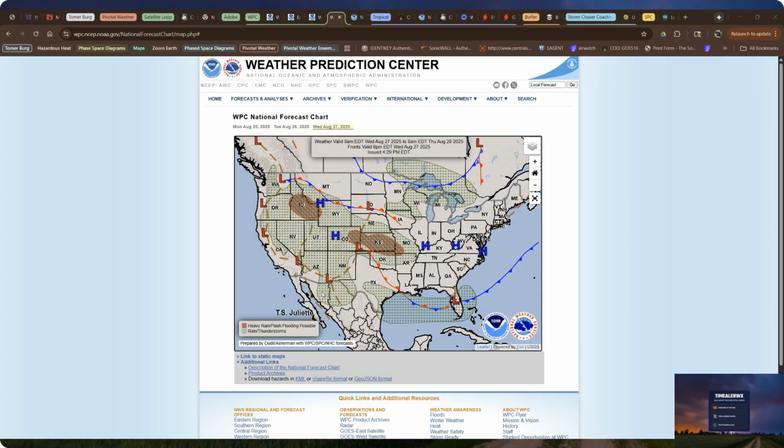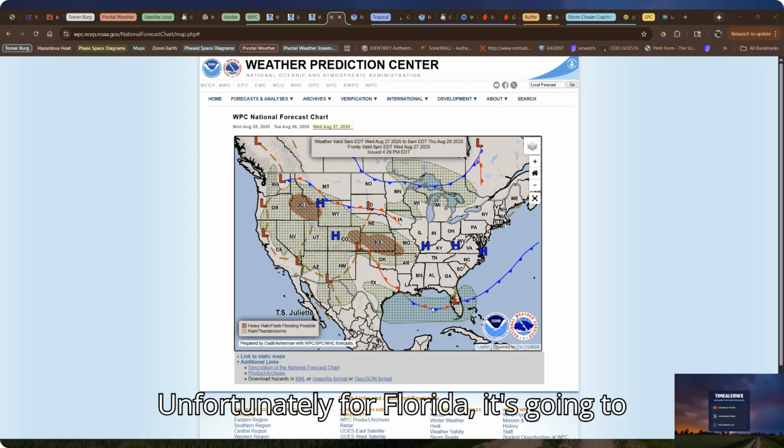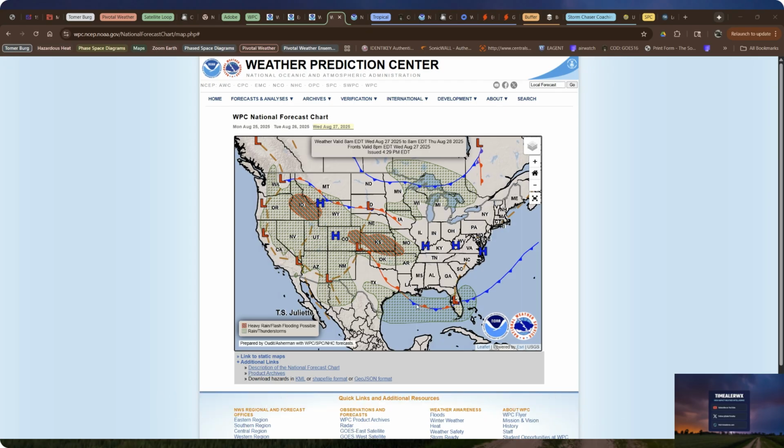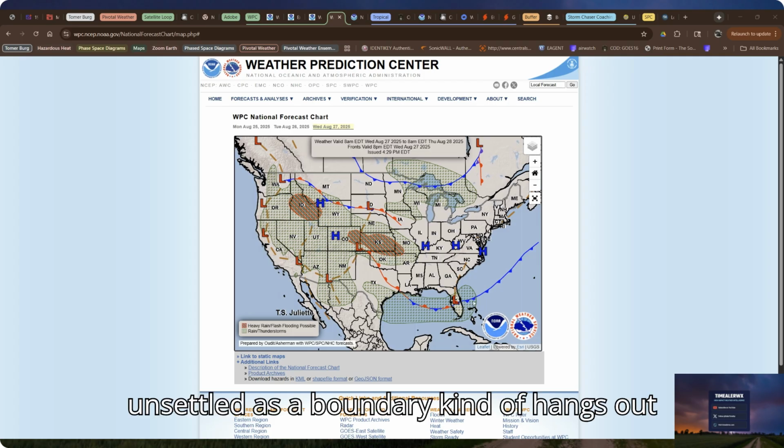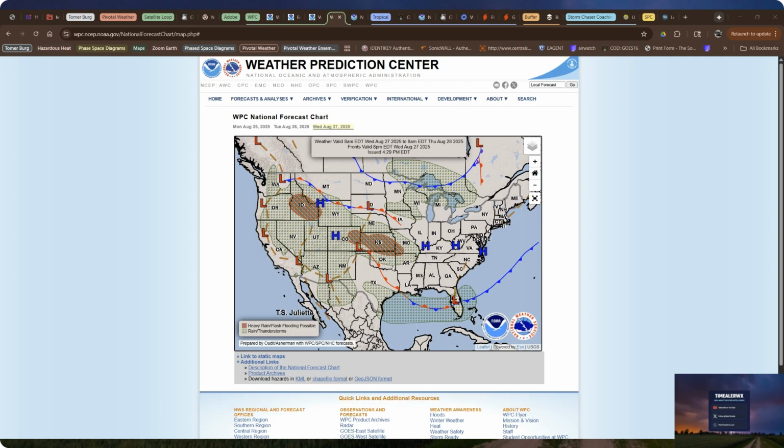I can draw like that. And we have our cooler air moving in here. Unfortunately for Florida, it's going to remain unsettled as a boundary kind of hangs out in this area.